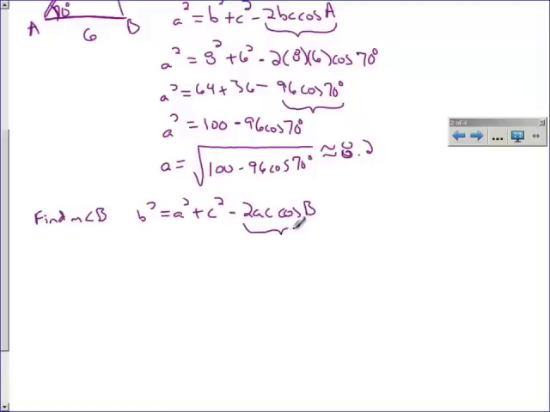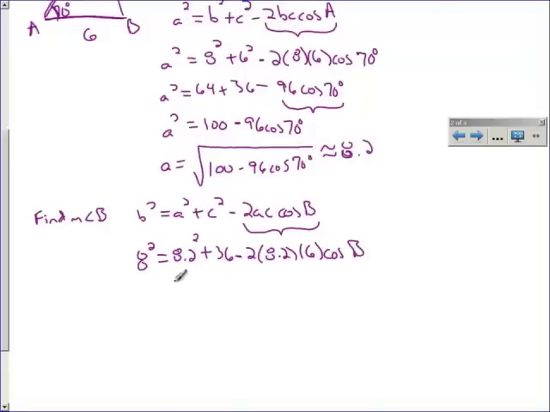Please notice that this is all together. You cannot subtract the 2 from the C squared. So for my picture, I'm going to have B, which I already know is 8 squared, is equal to, I found A to be about 8.2, so I'll plug in 8.2 for A. 8.2 squared. Plus C squared, C is 6, so 6 squared is 36, minus 2 times A times C times the cosine of the angle B. And I don't know that, so I'm going to keep that as angle B.